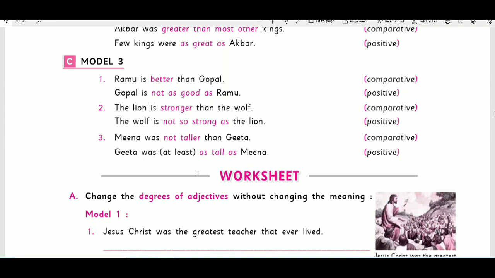Meena was not taller than Gita. Gita was at least as tall as Meena. Okay, Meena was no taller than Geeta. Okay, Geeta was as tall as Meena. Okay, so that is what we have to understand. So this is the way that we can change the degrees.